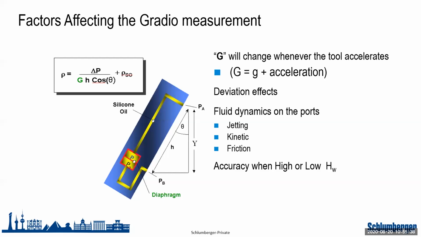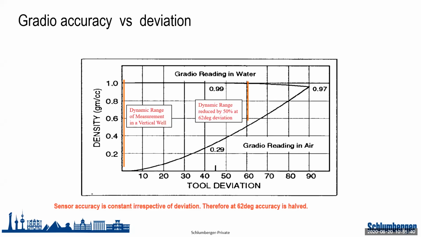Another thing that will affect the accuracy of the Gradiomanometer tool is deviation. As your well becomes more deviated, the accuracy of the Gradiomanometer tool is reduced. At 62 degrees, the accuracy of the Gradiomanometer tool is reduced by half, okay? So typically, the Gradiomanometer is not the best tool to derive hold-up in highly deviated wells.